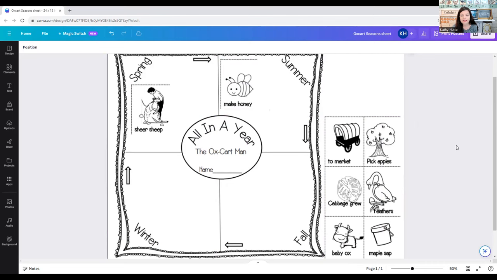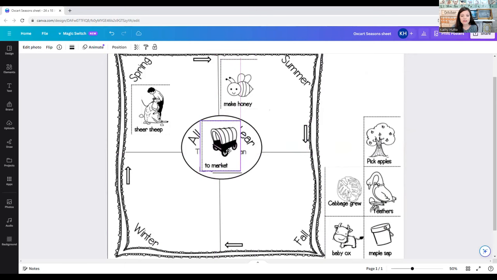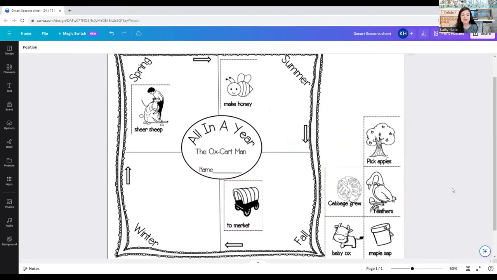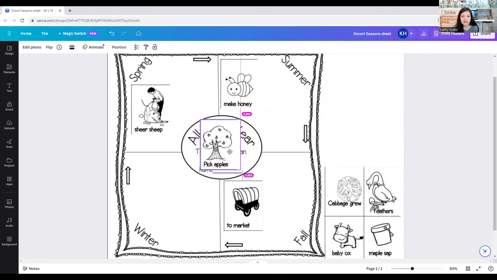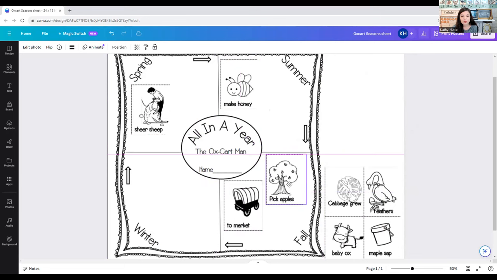Next, we see an ox cart. When would the farmer go to the market in his ox cart loaded with things to sell? Well, that would happen in the fall, in late fall, once he had harvested everything and before winter came, he would take his cart filled with things to sell in the fall. Next, apples. When would the farmer pick apples? He would also do that in the fall. So we'll put that right here with fall and the ox cart.